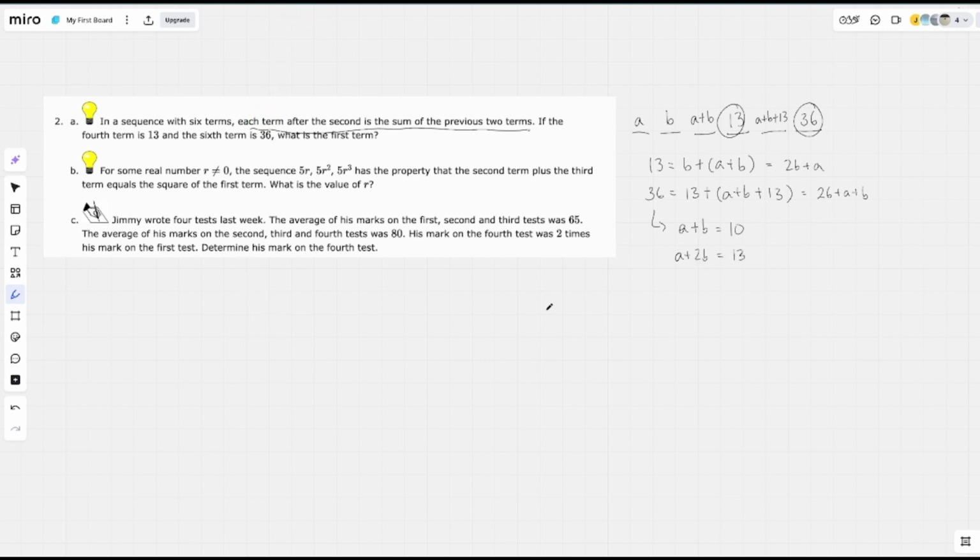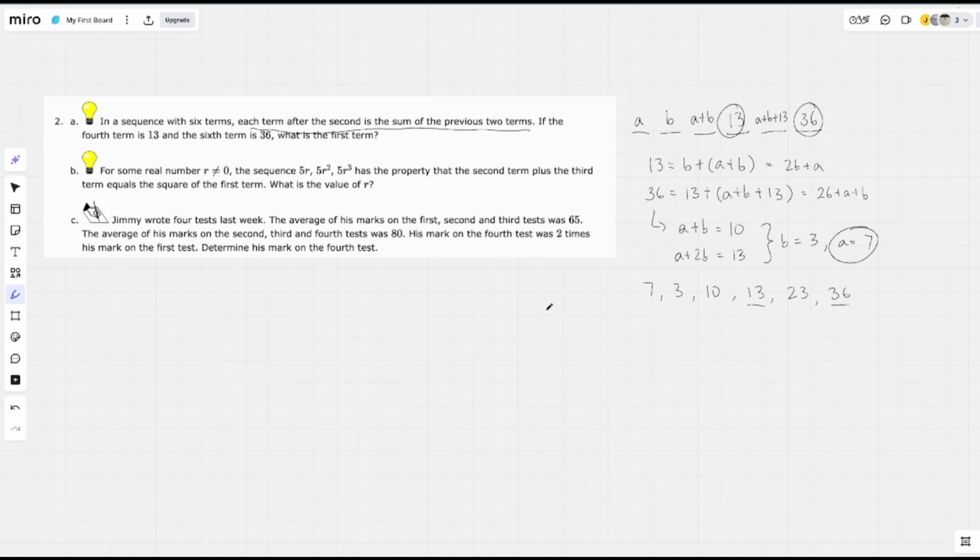If we subtract these 2 equations, then what we get is that b is equal to 3 and a is equal to 7. And so this would give you the answer of a equals 7, but let's just check our work. So we get the sequence 7, 3, 10, 13, 23, 36, which matches our initial assumption. So the answer is a equals 7.